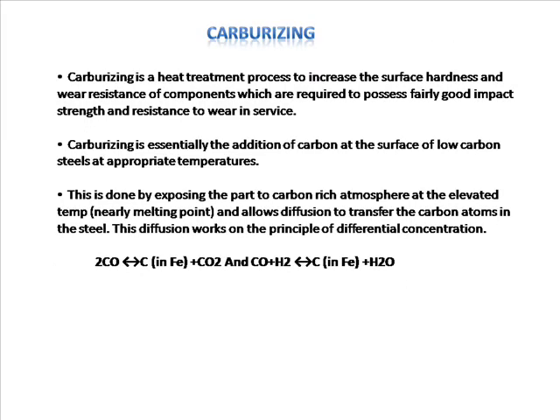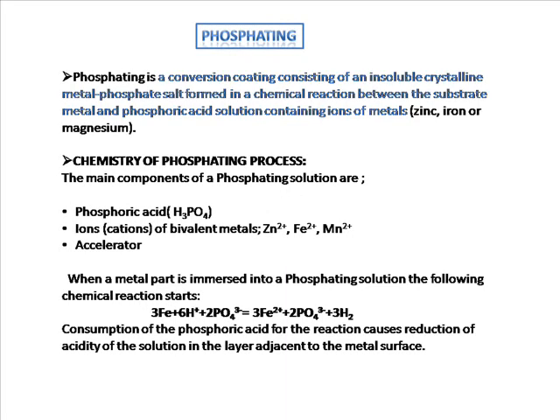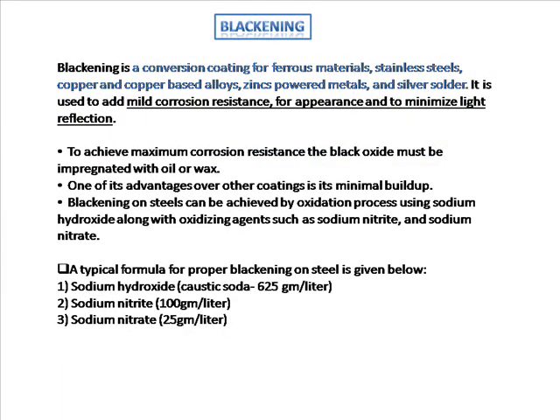Carburizing is a heat treatment process to increase the surface hardness and wear resistance of components which are required to possess fairly good impact strength and resistance to wear in service. Phosphating is a conversion coating consisting of insoluble crystalline phosphate salt formed in a chemical reaction between the substrate metal and the phosphating solution. Blackening is a conversion coating of ferrous material, stainless steel, copper and copper-based alloys, zinc, powder metal and silver solder.